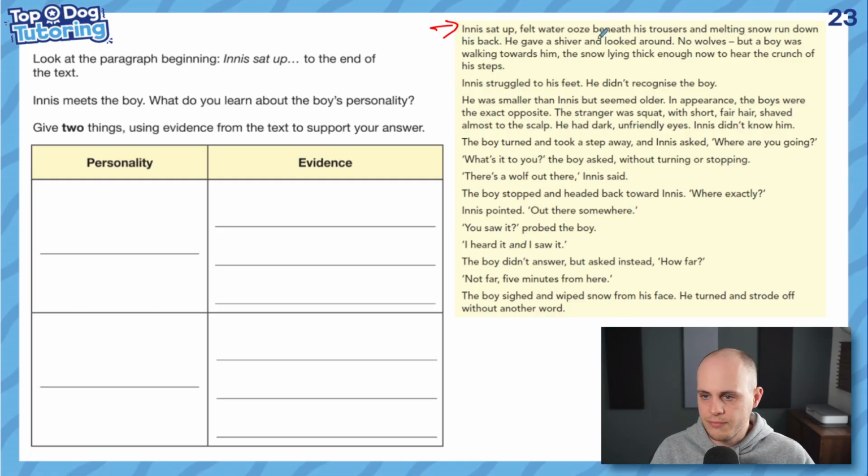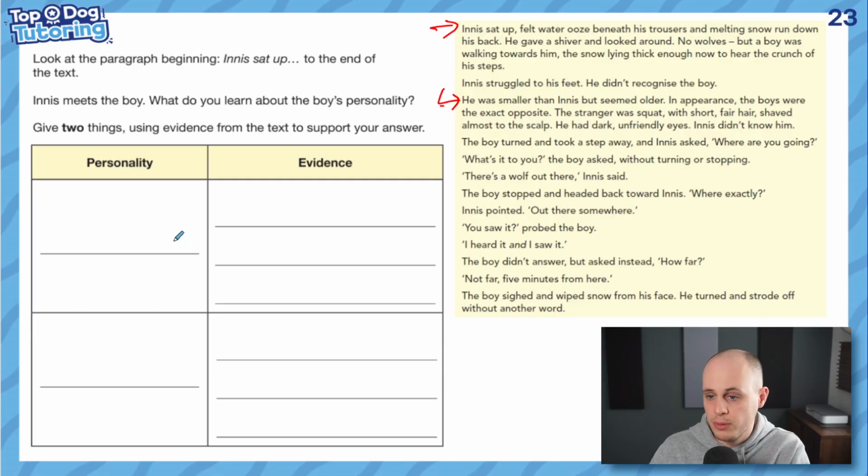Innes, if I just skip through this part here, Innes sees the boy walking towards him. Then here, he starts describing the boy. So I'll read this to you. "He was smaller than Innes, but seemed older." So a lot of children go for personality. Oh, he's older. Is that a personality thing, really? Your age? I don't think so. That's not part of your personality.